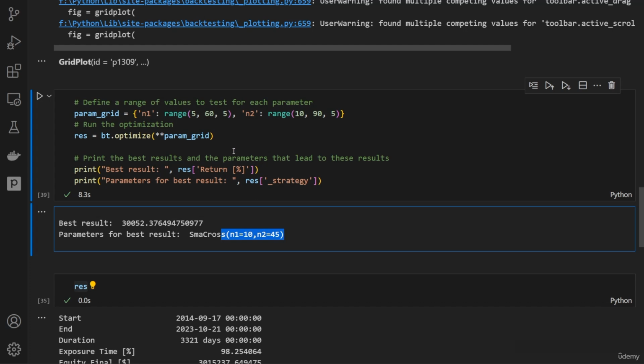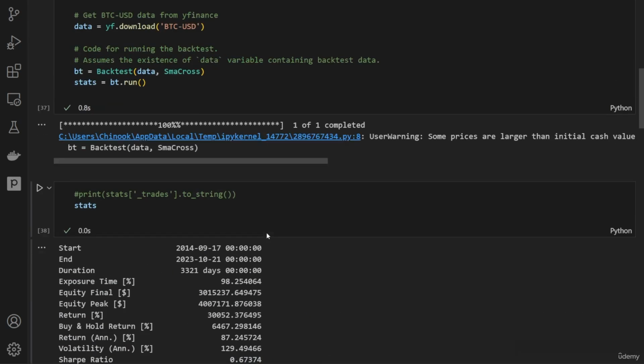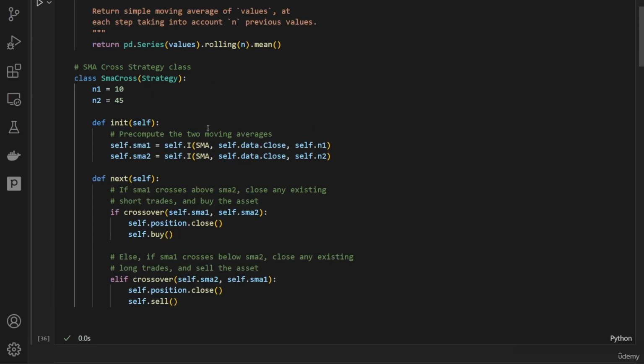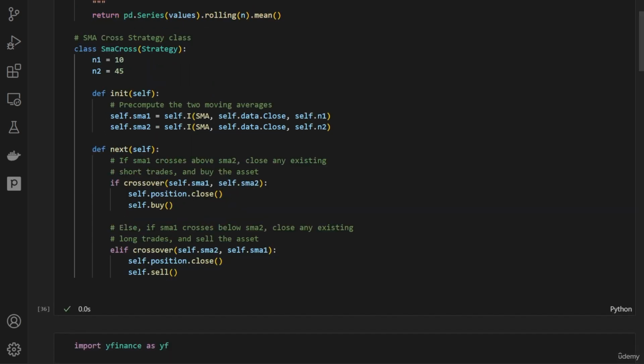It seems like with this kind of strategy, we've saturated our profits. This is the maximum that we can reach, and we don't have to search anymore because we're not going to get anywhere unless we add additional parameters and additional indicators in here to improve our results.